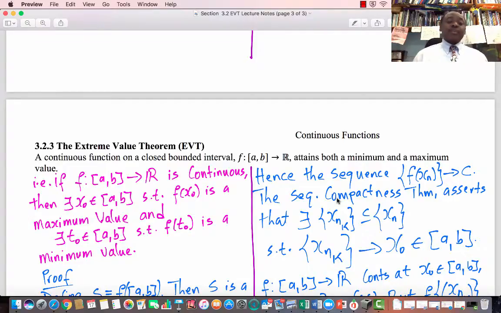So if f is continuous on the closed bounded interval [a, b], we can say that there exists an x0 such that f of x0 is the maximum value and x0 is the maximizer, and there exists a t0 such that f of t0 is a minimum value and t0 is a minimizer. Very beautifully worded theorem. Let us look at the proof.